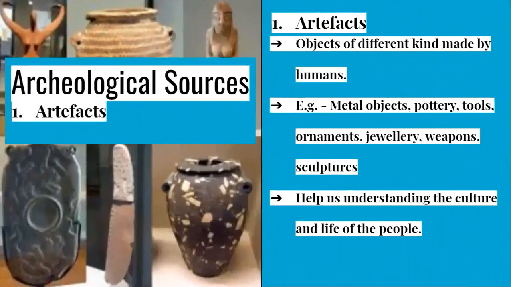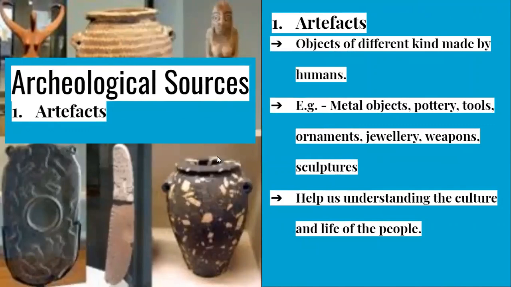Now, the first one, artifact. What do you understand by artifact? Now, children, artifacts are basically objects of different kinds that have been made by humans. Now, what all does it include? It includes metal objects, pottery, tools, ornaments, jewelry, weapons, sculptures. Now, what is the importance of this artifact? The importance of artifacts is that they help the historian in understanding the culture and life of people.